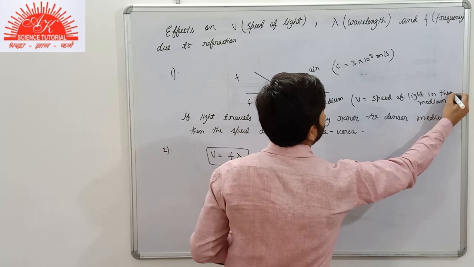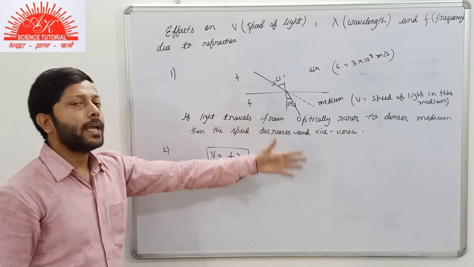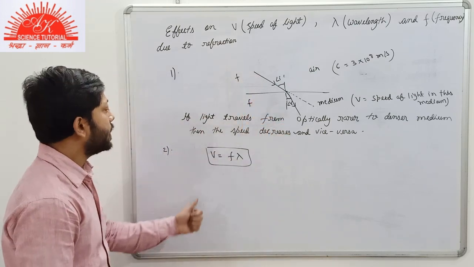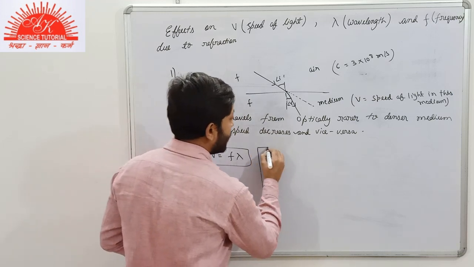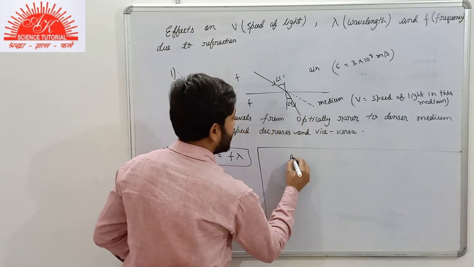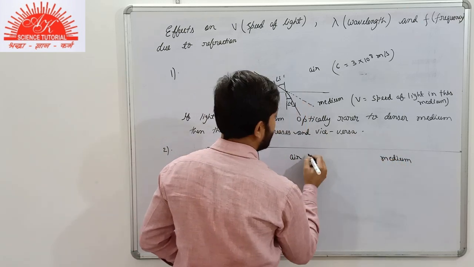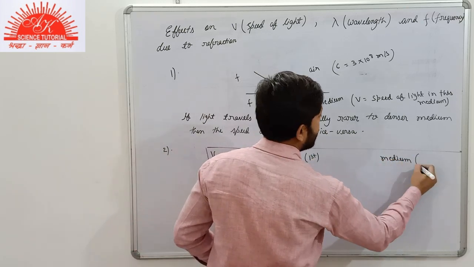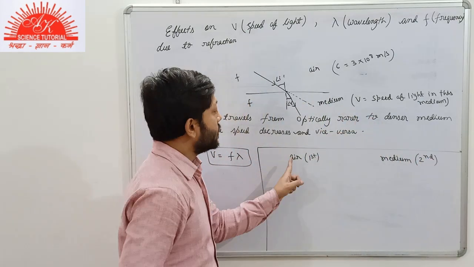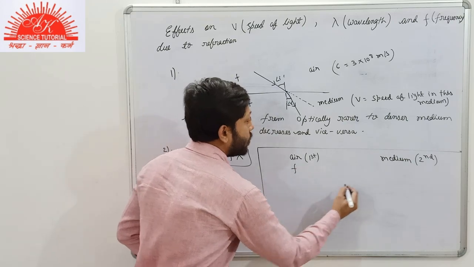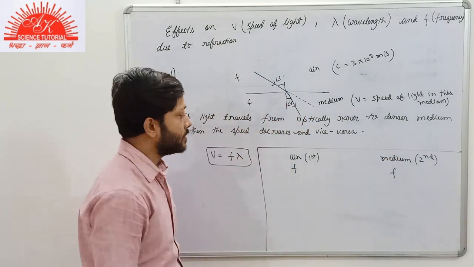Now, if the light ray is traveling from air to any medium, then for this condition the frequency f will remain the same. Air is the first medium, and the second medium might be anything: glass, water, anything. So the frequency for both of them will be the same because the source of light is not changed.